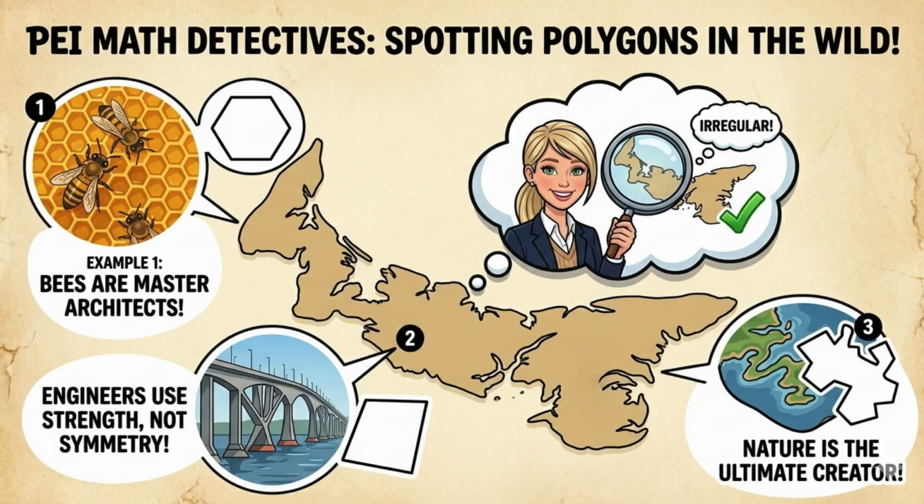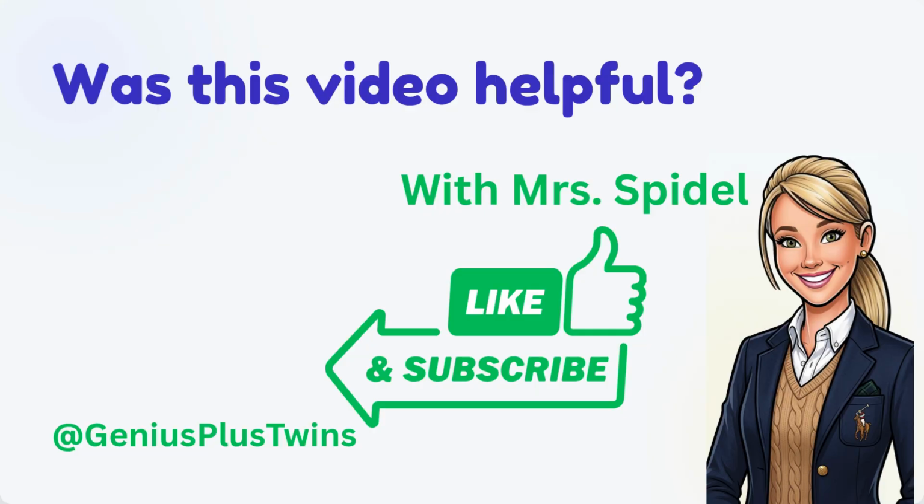But polygons aren't just on math worksheets. They are all around us. Look around Prince Edward Island. You can find perfectly regular polygons in nature, like the hexagonal honeycombs built by local bees. And what about the shape of PEI itself on a map? That is a beautifully irregular polygon. Next time you go outside, see what shapes you can spot. And that wraps up our intro to polygons.